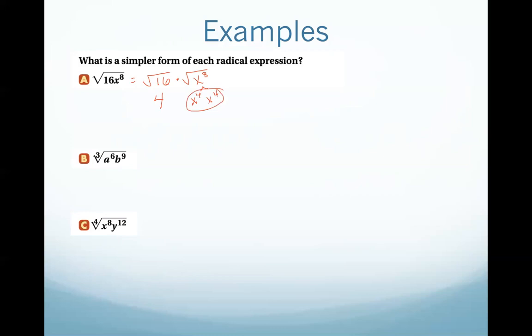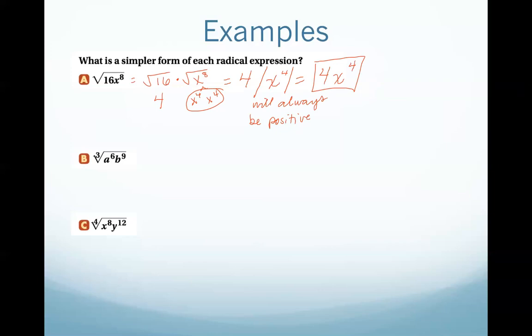But I don't know if x is positive or negative. So I should take an absolute value of that. So I should do 4 times the absolute value of x to the 4th. However, x to the 4th, anytime I raise a number to the 4th power, it will always become positive, right? So the absolute value of x to the 4th will always be positive. So even though we don't know if x is positive or negative, we do know that x to the 4th will always be positive. So our answer here is 4x to the 4th power.